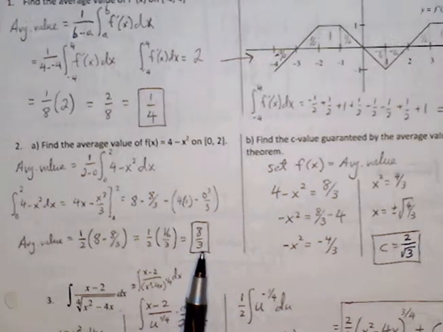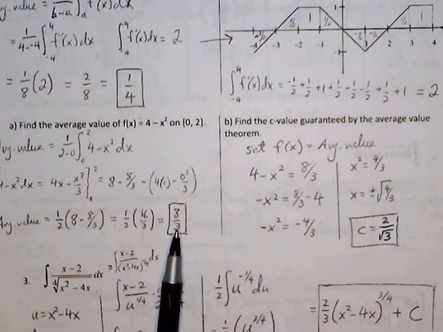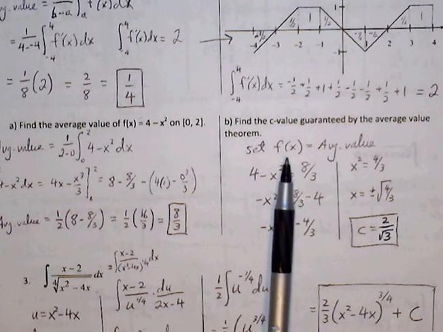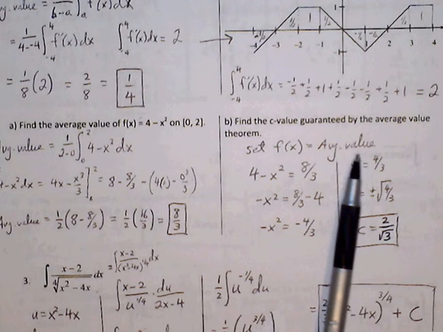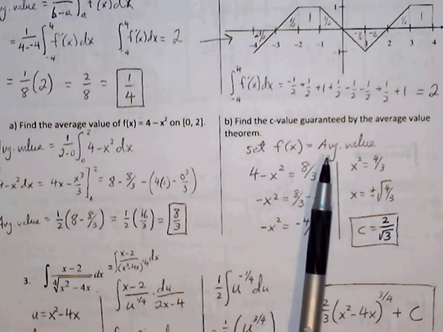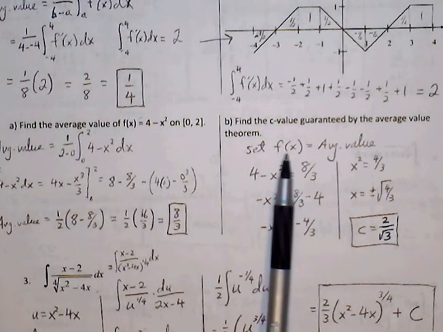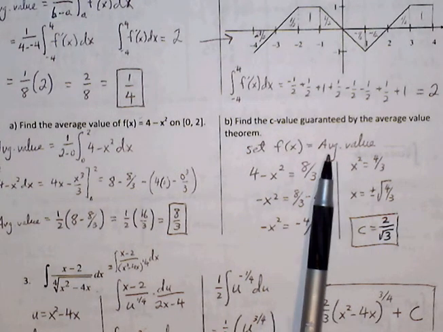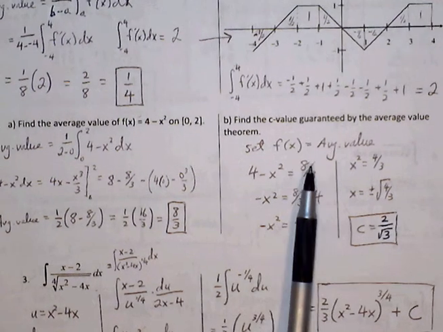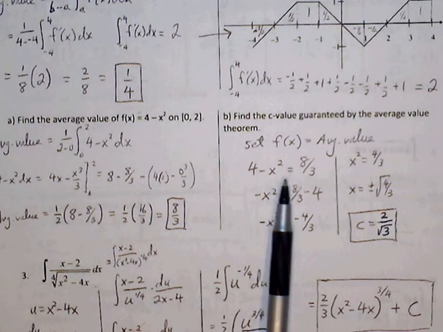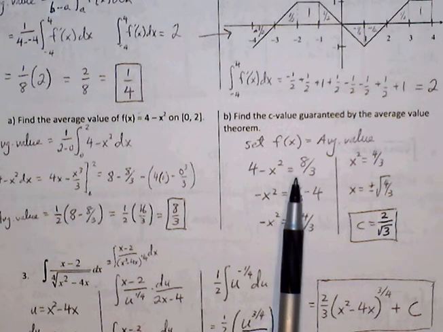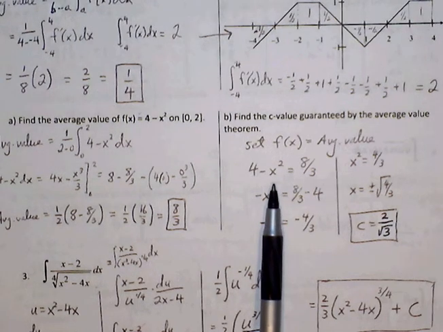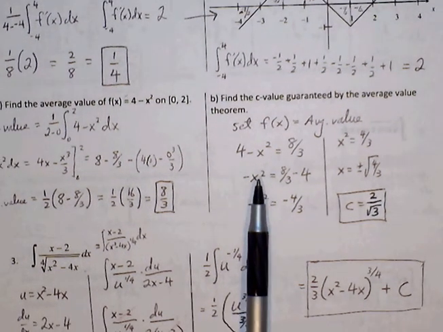Okay. Part B, find the c value guaranteed by the average value theorem. So the way we find the c value is we set our function equal to the average value that we just found. We want to find out when this curve is going to cross this specific y value. Okay. So 4 minus x squared is our function. We set it equal to our average value, and then we just go through algebraic steps to solve for x squared. Okay, subtract 4 from both sides.